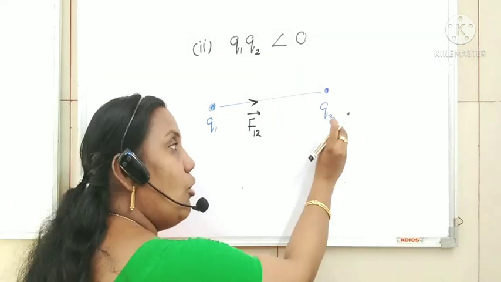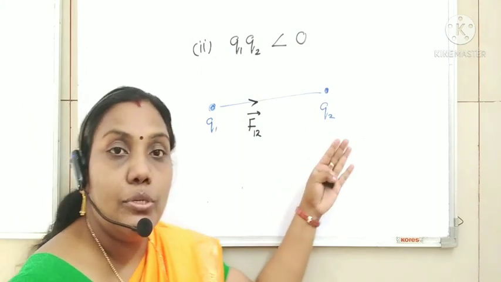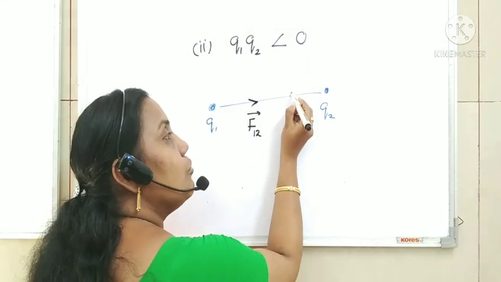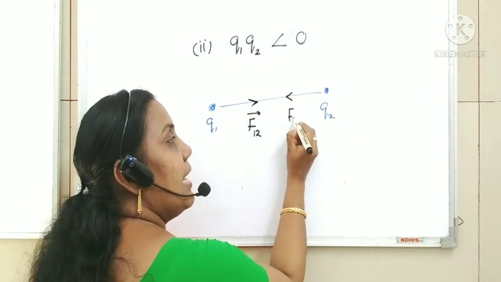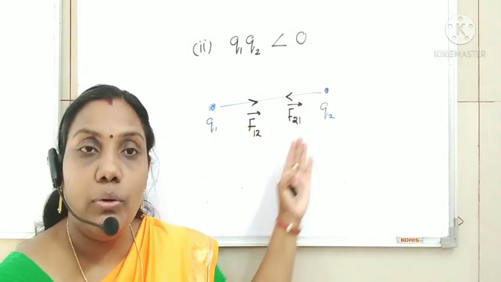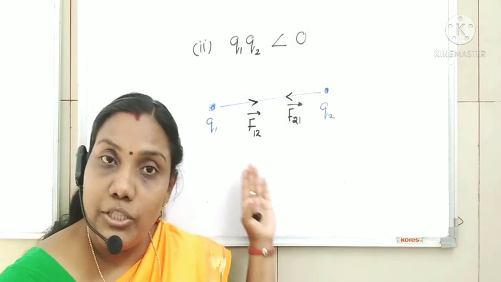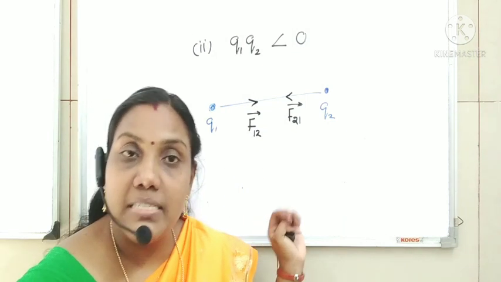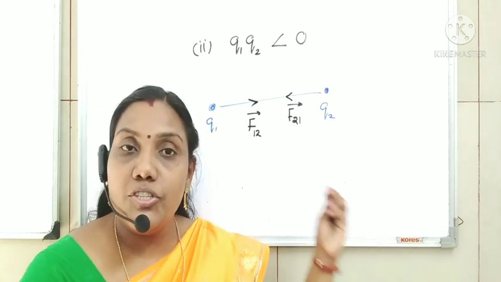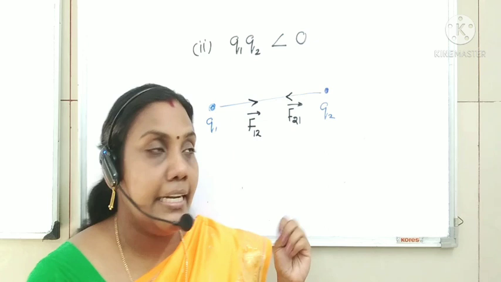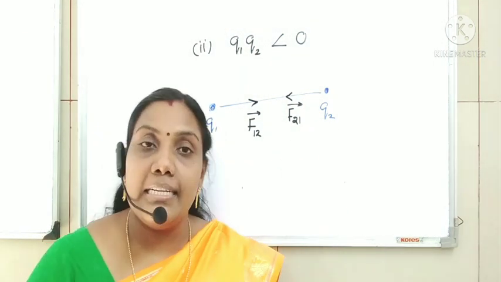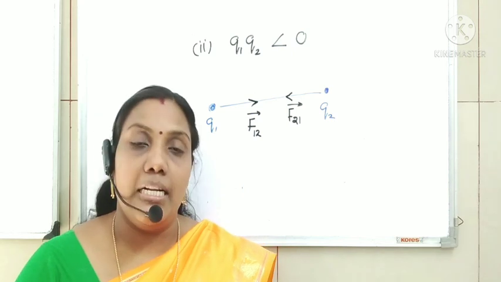Similarly, the force acting on Q2 by Q1. Q2 is again attracted by Q1, and hence in which direction does Q2 move? Q2 also moves towards the charge. So this is the direction of vector F21. Clear, children? So vector F12 and vector F21. Here also, magnitude-wise both are equal and direction-wise they are opposite. Hence, if Q1 Q2 is less than 0, one charge is positive and the other is negative, F12 and F21 are equal and opposite. And here also we can say that it is in accordance with Newton's third law.